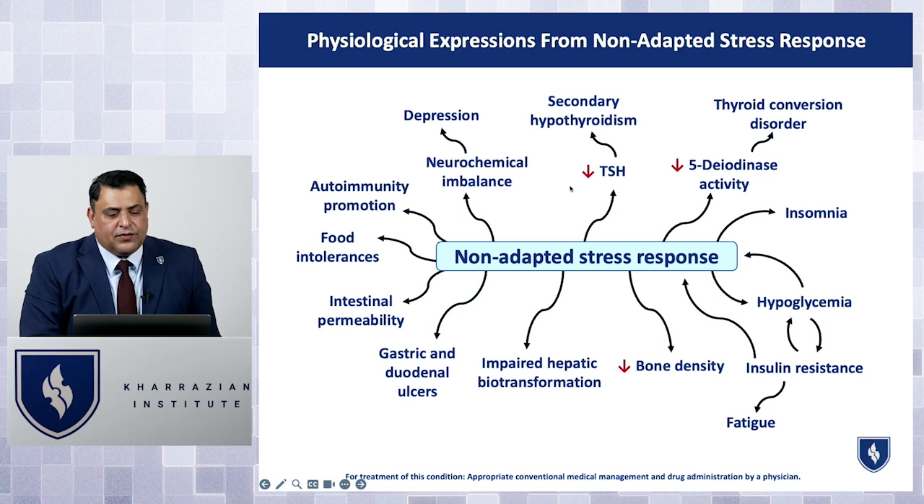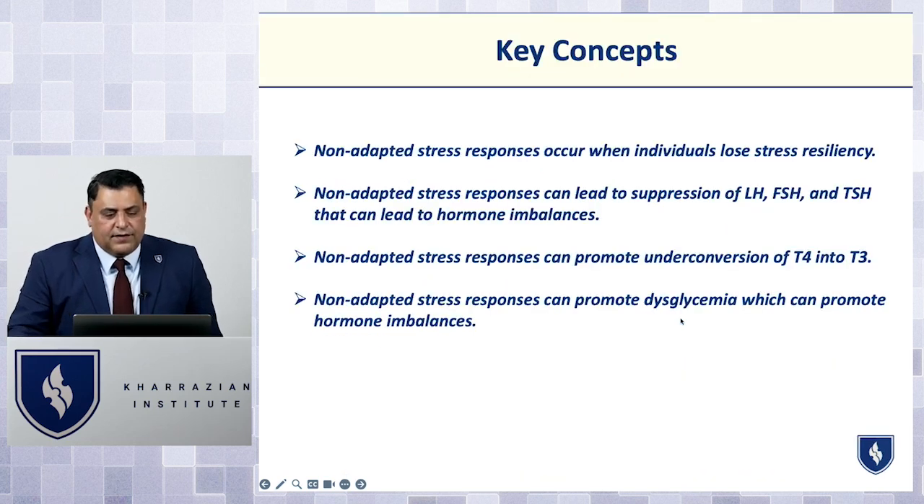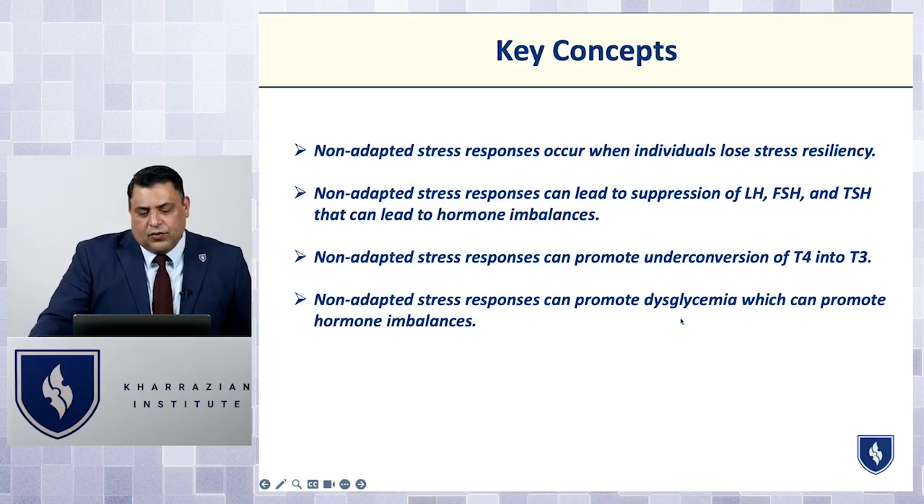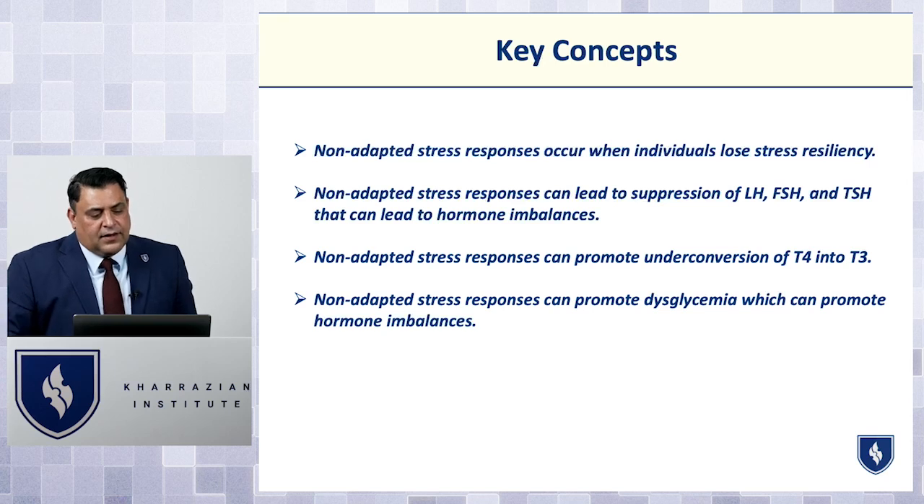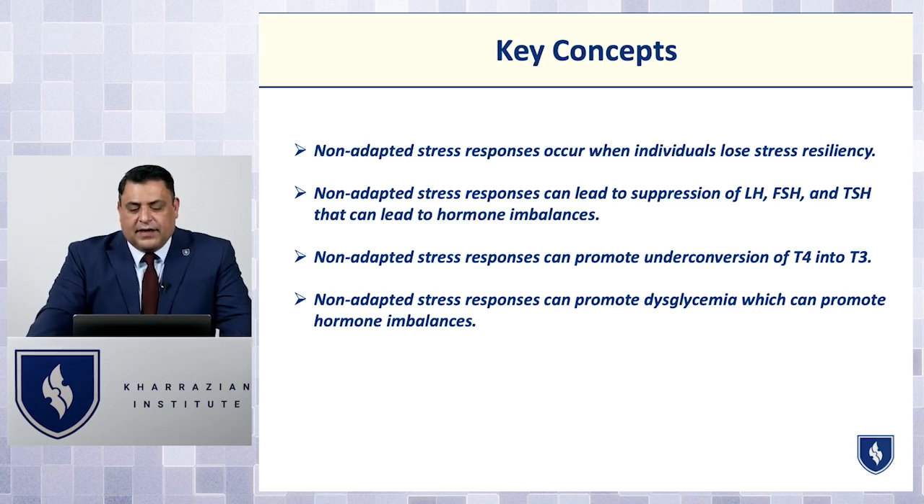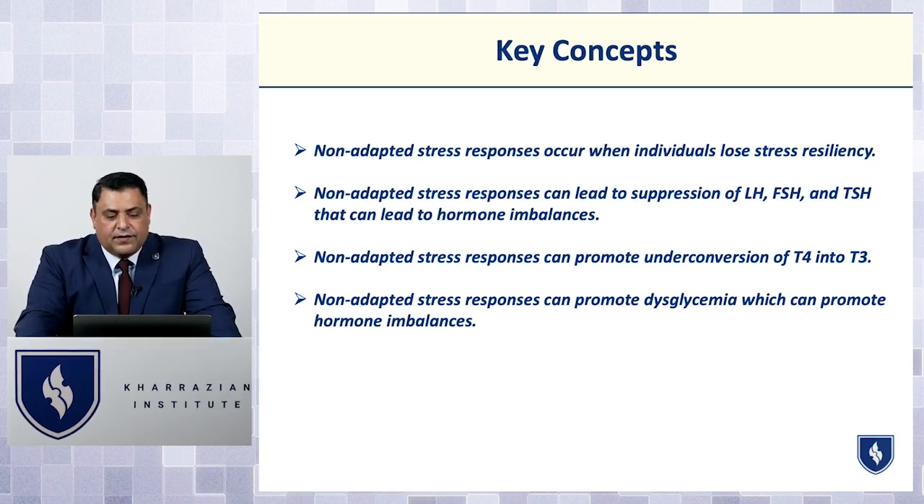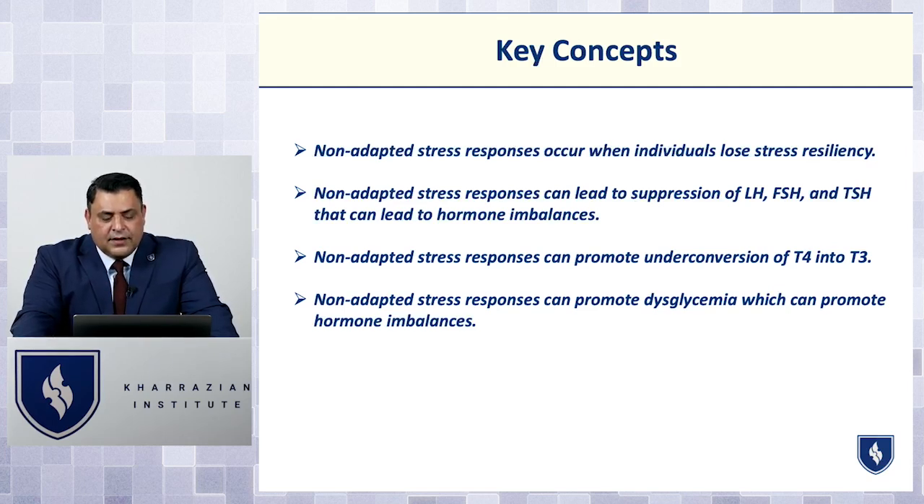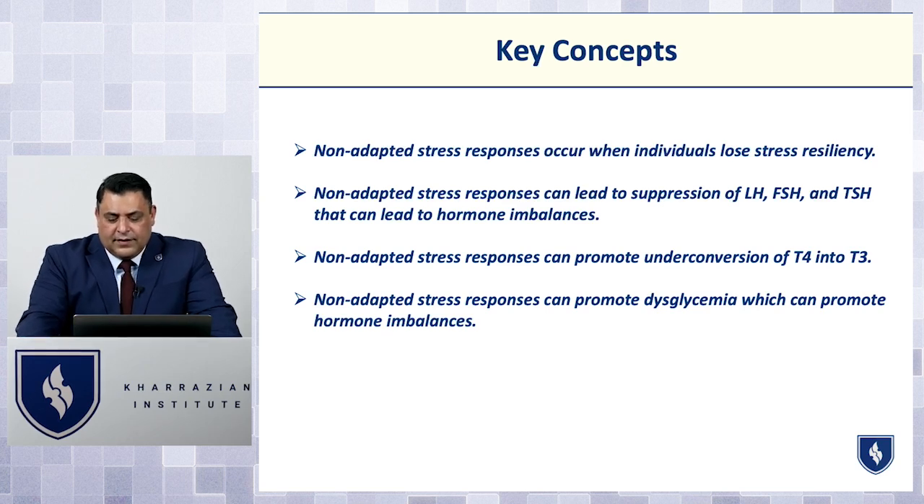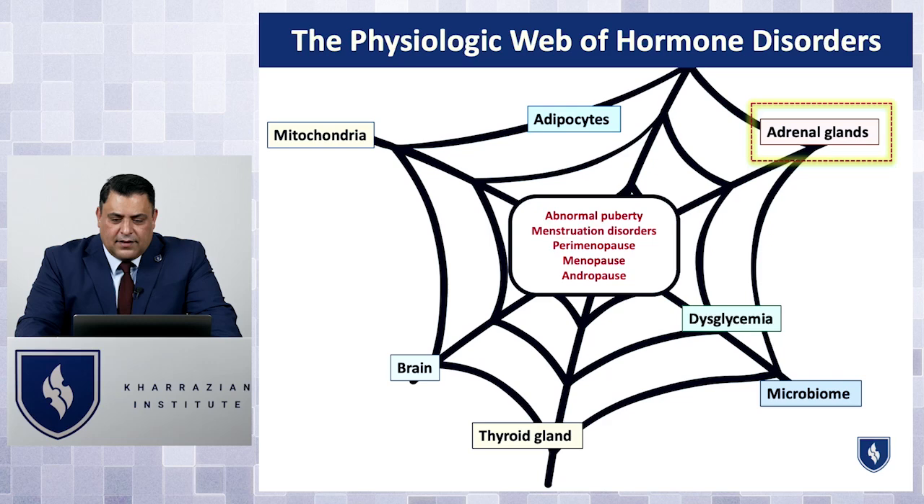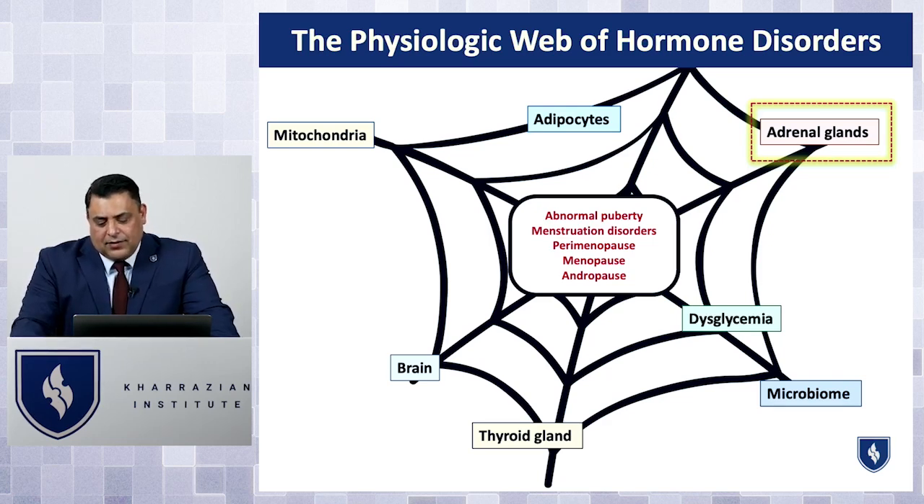This is just a summary of the main pathways in this chart that impact non-adapted stress responses: neurochemical imbalances, low TSH, conversion issues, insomnia, bone density loss. The key concept here is that non-adapted stress responses occur when individuals lose their stress resiliency. They can lead to suppression of LH, FSH, and TSH, and to hormone imbalances. They can promote underconversion of T4 into T3. They can promote dysglycemia, which can promote hormone imbalances itself. So dysglycemia and adrenal gland imbalances are a big part of this web, and they're intimately related.